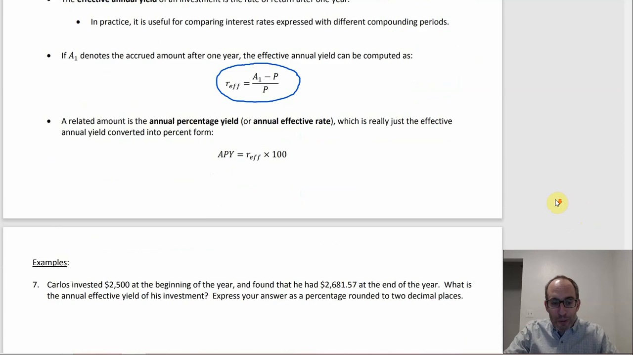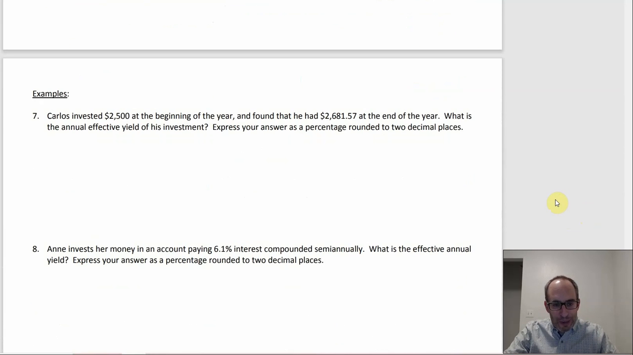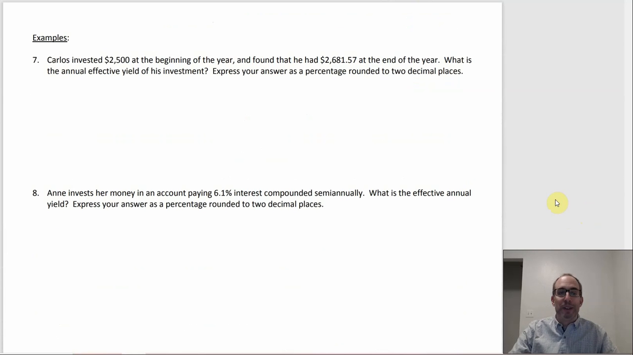All right, so let's see. We've got a couple examples here. And then number 9 is kind of wild, which also means not necessarily short. But we'll get there when we get there. On the other hand, number 7 is really short. That's why the amount of room for number 7 is so small. But we have that Carlos invested 2,500 at the beginning of the year, and at the end of the year he had 2681.57.